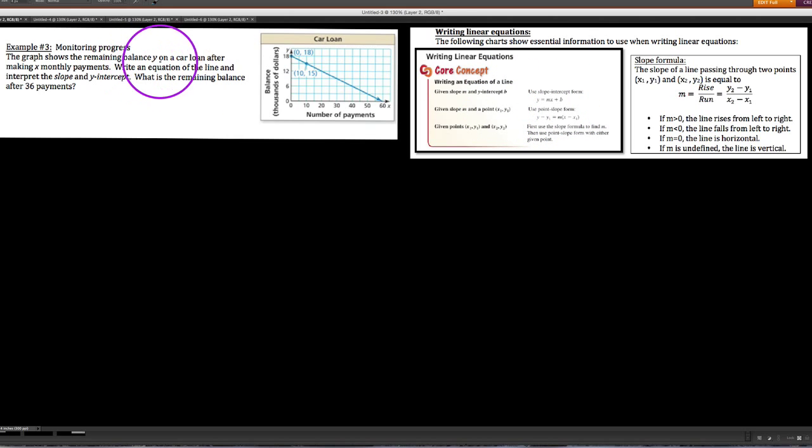So we say the graph shows the remaining balance y on a car loan after making x monthly payments. So you can see that this is going down in a linear fashion. That is, probably every month you're making the same payment. Okay, so this is write an equation of the line and interpret the slope and y-intercept and what is the remaining balance after 36 payments. So all of this right here, we can actually determine if we just had the equation of this line.